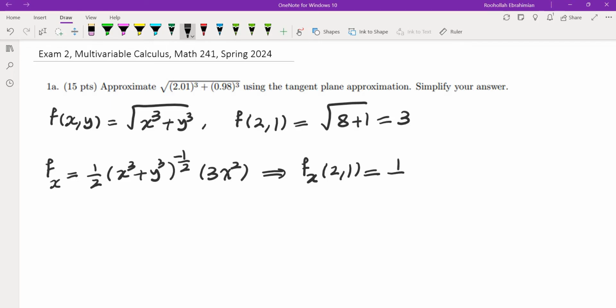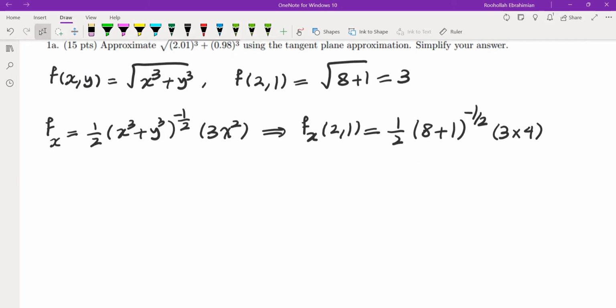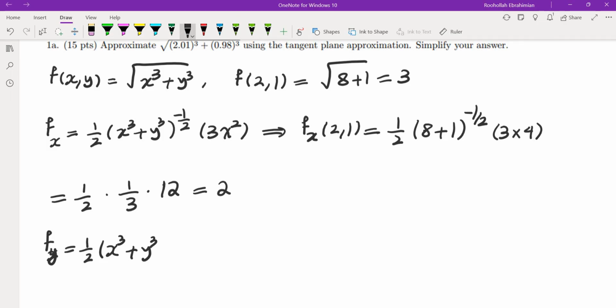So this would be 1/2, x cubed is 8, y cubed is 1, to the power of negative 1/2, times 3 times 4. So this is going to be equal to 1/2, this is 1/3, and then times 12. So this is 12 over 6, which is 2. Let's look at f sub y. F sub y would be 1/2 (x cubed plus y cubed) to the power of negative 1/2 times 3y squared.